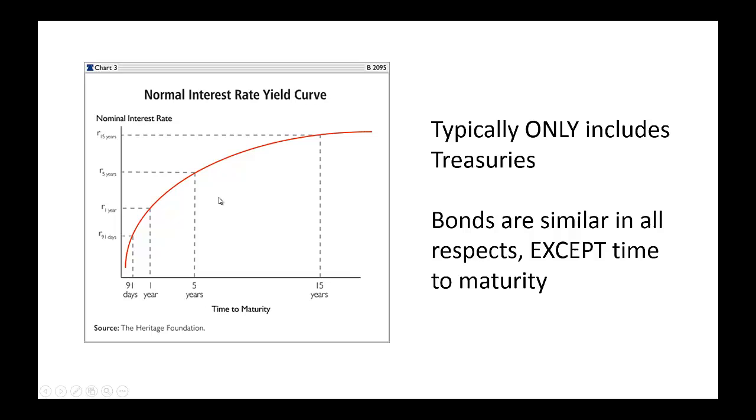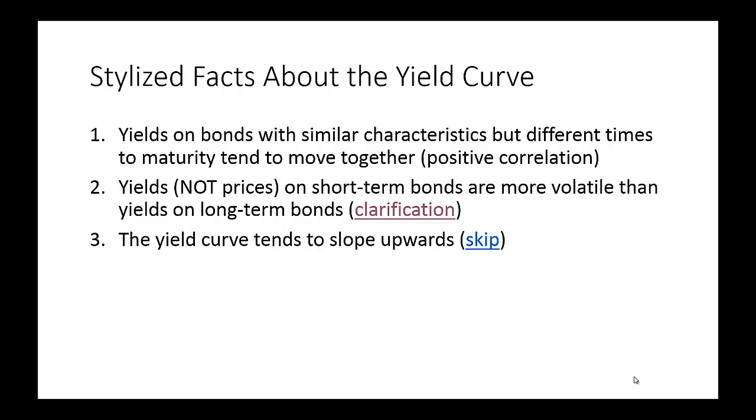So these are the three stylized facts about the yield curve. Number one, the yields to maturity on bonds with different times to maturity are positively correlated. Number two, the yields to maturity on short-term bonds are more volatile than the yields to maturity on long-term bonds. And number three, the yield curve tends to slope upwards.